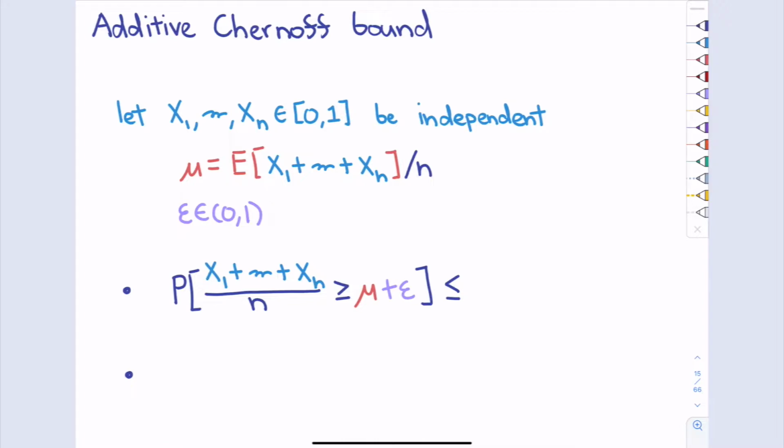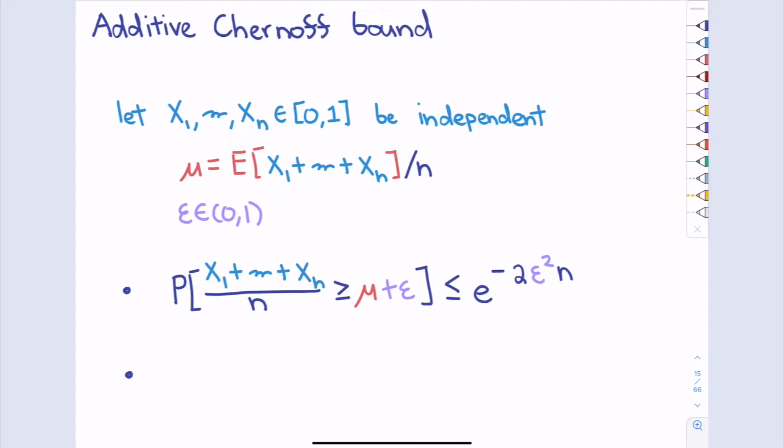However, compared to before, everything is much more normalized. For example, mu has to be between 0 and 1, so epsilon is only interesting if it's between 0 and 1. If it's bigger than 1, then it's not really saying much. So although it is additive, it has been normalized. So the bound, then, is that this is at most e to the negative 2 epsilon squared n. Or at least that's the bound we'll work with.